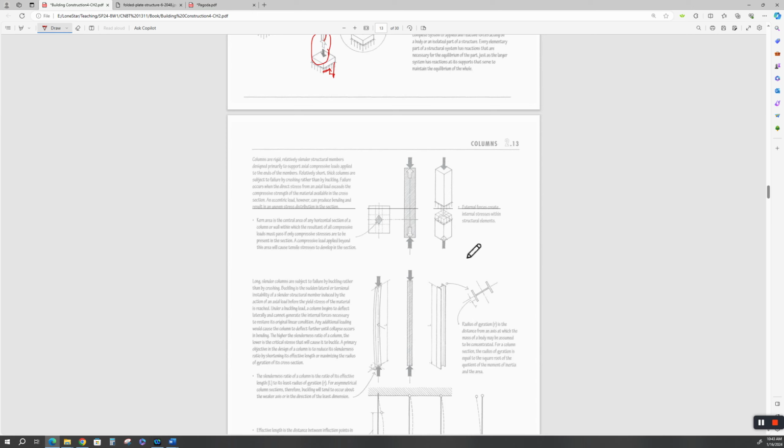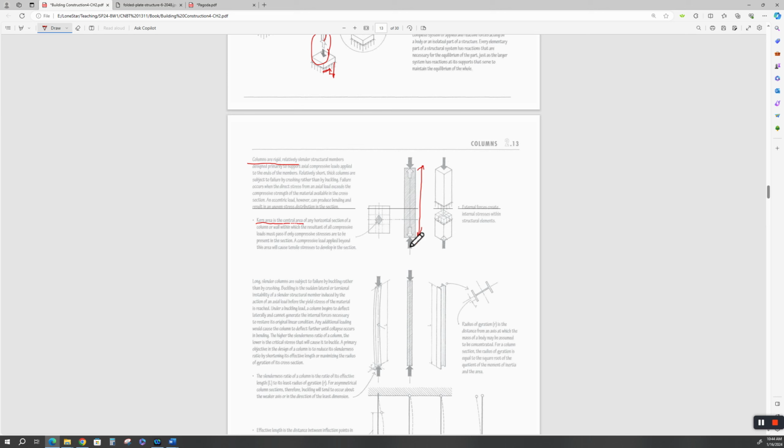Columns have to do what? Well, columns are rigid and relatively slender structural members. All right. They've got to take care of axial stresses. That's a fancy word for the stress down the longitudinal axis of the column. They have to take care of bending. And here's a term: kern area is the central area of the horizontal section of a column or wall. And it's really the center of the stresses.